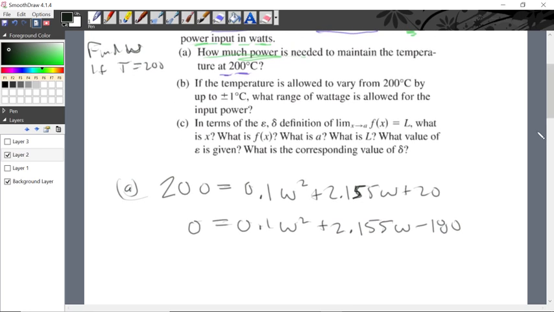Solve for W and determine which of those values of W is the more reasonable one for the problem we're trying to solve right now. What value do you get for W? And you can round your answer to, let's say, 3 decimal places.